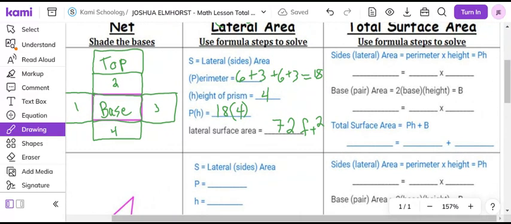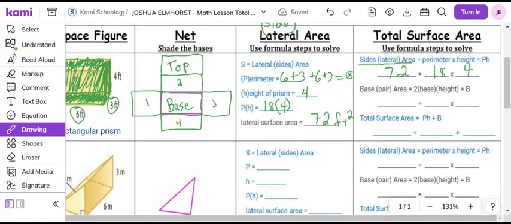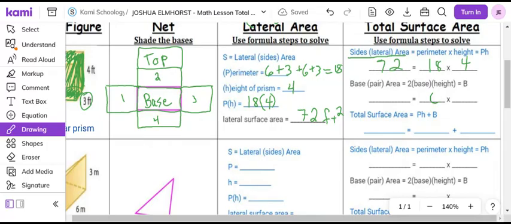Okay, so the lateral area, we're just transferring it. So it's perimeter times 4. So that's 72. So we just transfer that over there. Now we need the base area. So the base area is going to be 6 times 3 times 2. 6 times 3 times 2 of them.